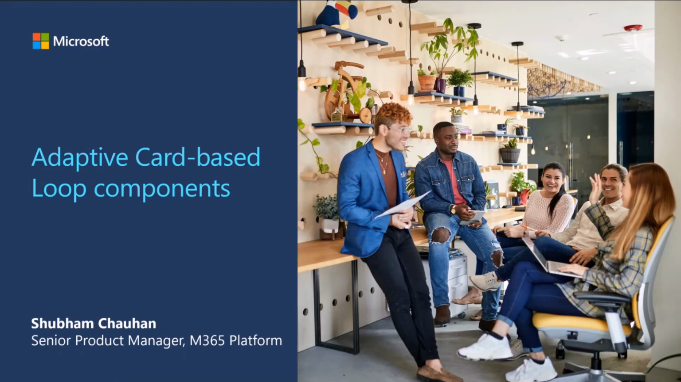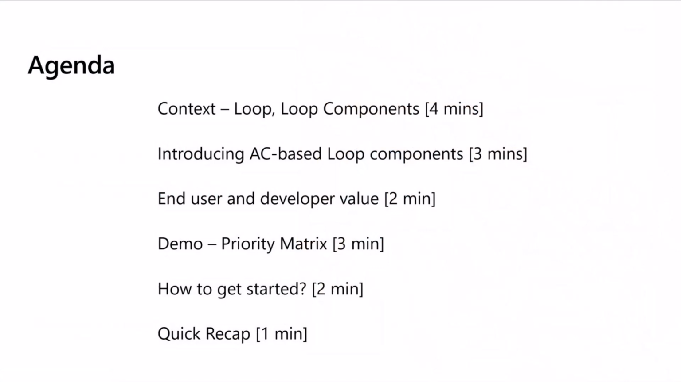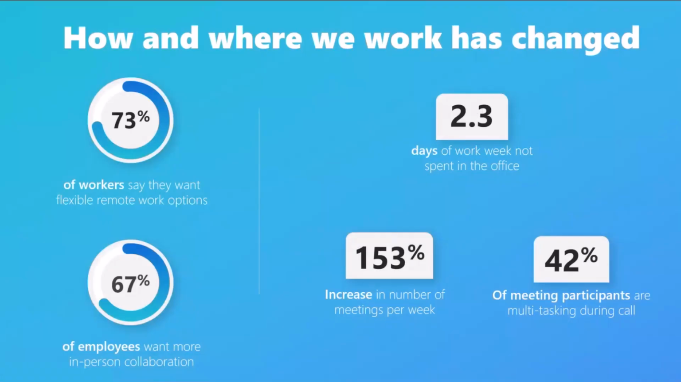So that's a mouthful. Hence, the agenda for today is actually to get started with the context. What's loop? What's loop components? If you're not already familiar, then introduce adaptive card-based loop components. Share what's the end user value and the developer value. Then present a demo. It's a recorded demo because we didn't have much time for a live demo. And then how can you as an end user or as a developer get started? And then a quick recap at the very end. So let's get started.